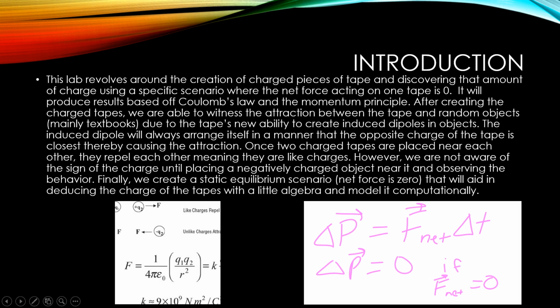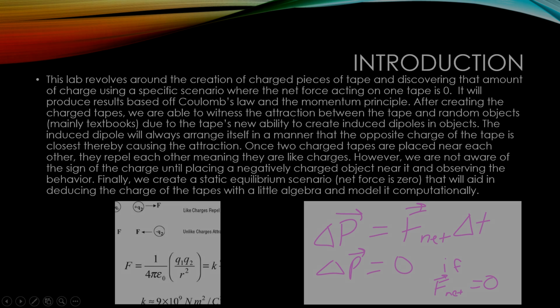This lab is about creating pieces of charged tape and discovering the amount of charge on the tape using both Coulomb's law and the momentum principle. When we create the tapes, we don't know the charge or the sign, but with the use of a negatively charged pen and the momentum principle, specifically when the net force on an object is zero, we were able to derive both the sign of the charge and the amount of charge. After this, we essentially make a computational model using GlowScript.